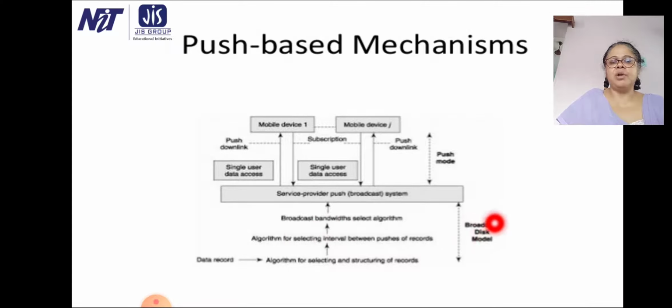This is the broadcast disk model, where the broadcast bandwidth selection algorithm is executed. Algorithm for selecting the interval between pushes of records, and this is the data record. From the data record, the algorithm for selecting and structuring of records is executed.